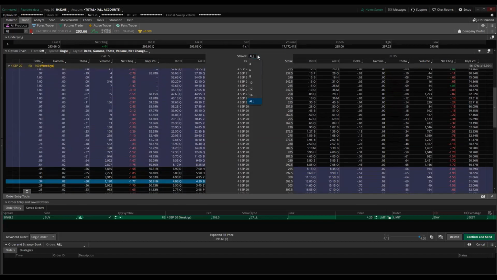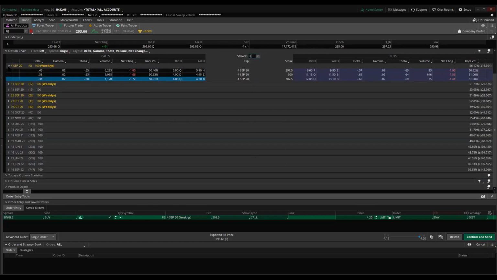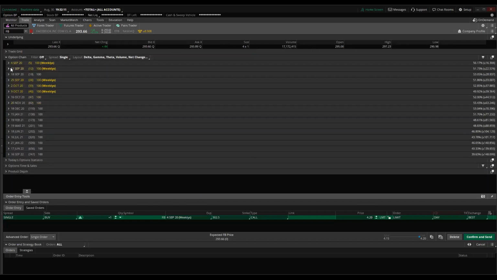And then next week you would be looking at September 11th, and then 2 weeks would be September 18th, and so on and so forth. Oh, go on SPY real quick. SPY options chain.